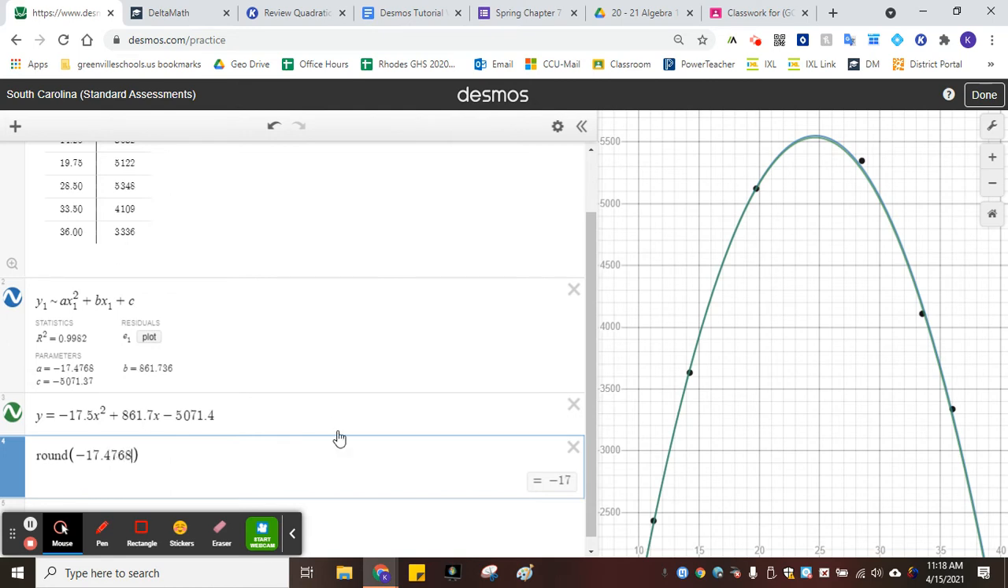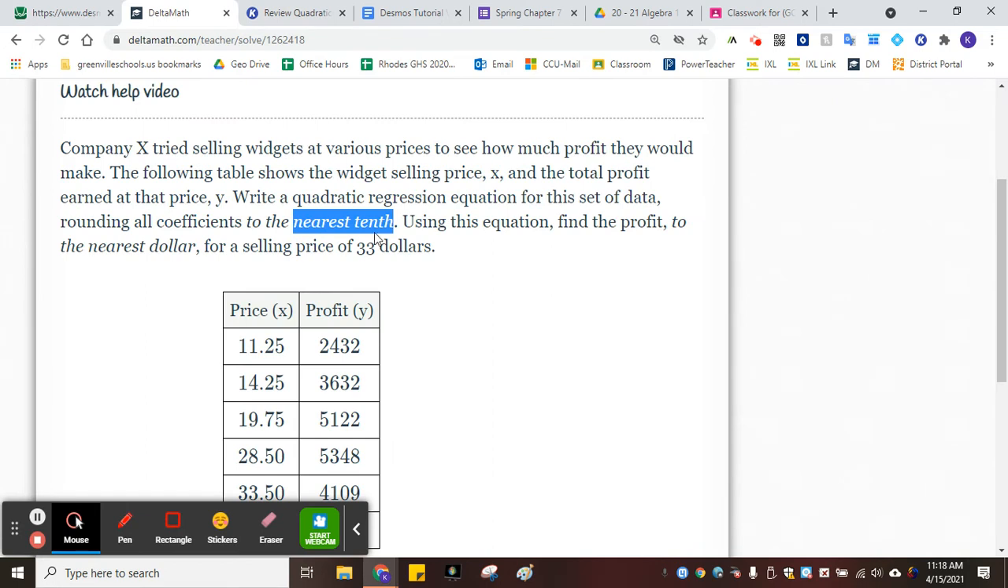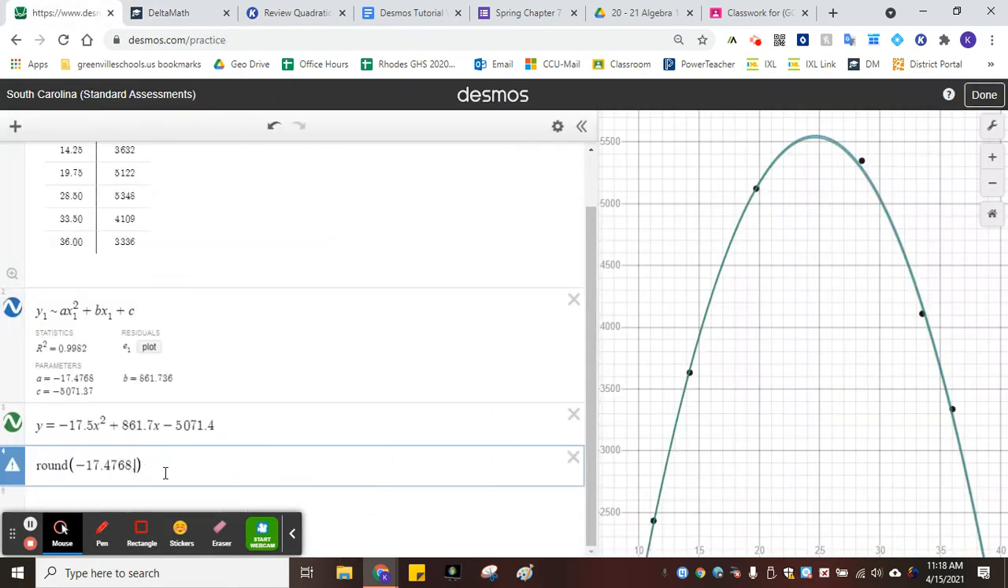If you're having trouble rounding, you can put round, then the number you're trying to round, negative 17.4768, and it will always round to the whole number. If you put comma 0, it's still the whole number. After you put the comma, you're telling it what place you want to round to. So if you're trying to round to the first decimal place, which is the nearest tenth place, after the comma, you put a 1. If you're trying to round to the nearest hundredth place, that's the second decimal place, so after the comma, you would put 2. Since we're rounding to the tenth place, I'm going to put a 1, and that's how I got that number. And you can do it for all three of these if you need that help.